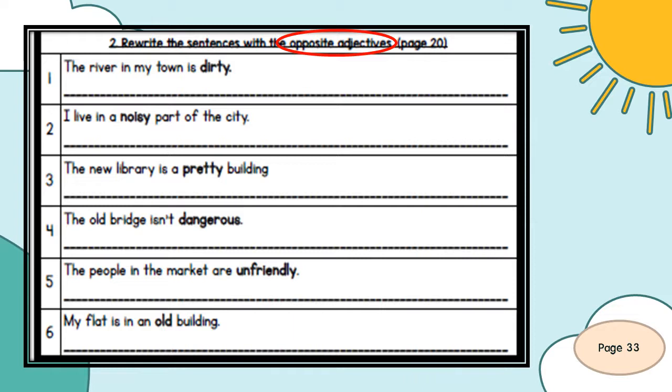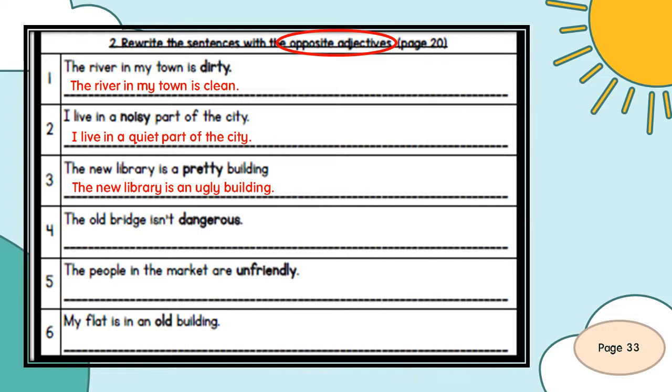Now, let's rewrite the sentences given with the opposite adjectives. Number 1. The river in my town is dirty. The new sentence is, the river in my town is clean. Number 2. I live in a noisy part of the city. The new sentence is, I live in a quiet part of the city. Number 3. The new library is a pretty building. The new sentence is, the new library is an ugly building.